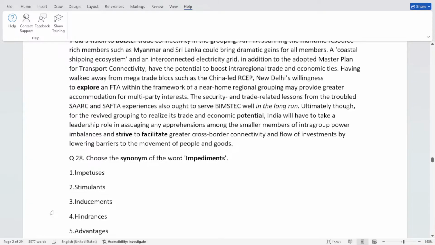Choose the synonym of the word impediments. In same meaning words we have to see. Impetus is nothing but something happening actively. Stimulants means suddenly it is going to be activated, and inducement is nothing but leads to something to do. And next, endurance is nothing but provides resistance and delaying of something. So accordingly, what will be the correct answer? We have to see. Accordingly, hindrance is the answer. Advantage is nothing but beneficial.